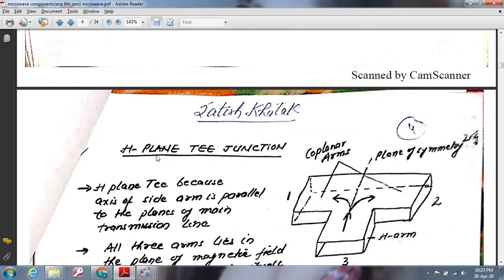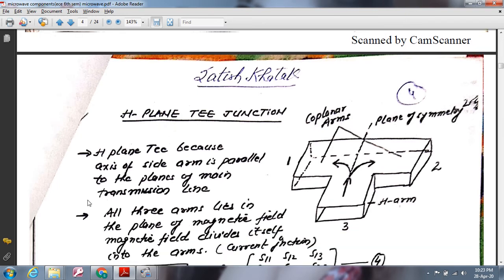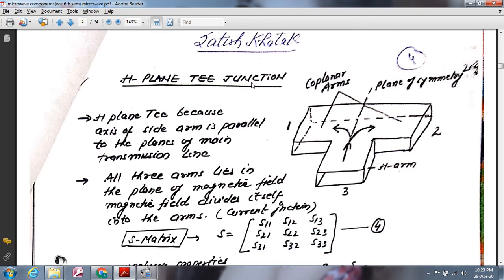Now, if we have understood the concept of junction, S parameters, S matrix, and we have gained knowledge about various properties of the S matrix, then we can study each and every microwave component with the help of the S matrix and S parameters. Now first we will see the H plane T junction.